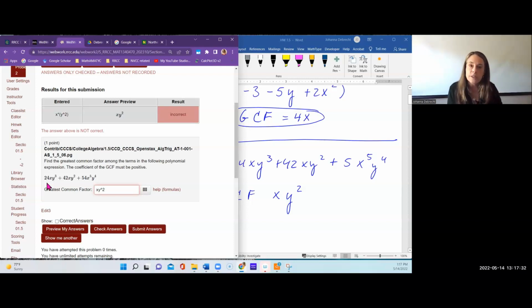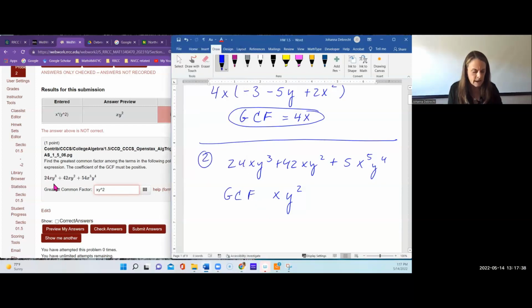One thing you can do is go character by character. 2, 4. Do I have a 2, 4? Yes. x y cubed. x y cubed. Yes. 4, 2. Yes. x y squared. Yes. 54. Uh-oh. I put 5, not 54. And I've got x to the 5th, y to the 4th.